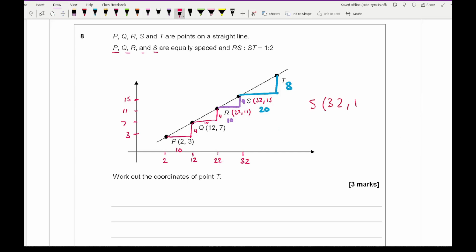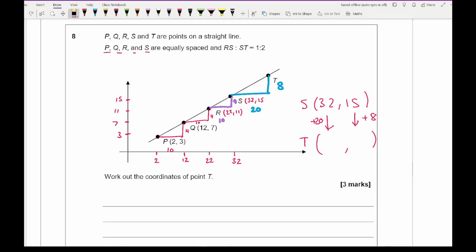So if S has a coordinate of 32 and 15, then T, in terms of the ordinates, well, the x ordinate is going to have a difference of 20, so that's plus 20, and the y ordinate is going to have a height difference of 8. That'll be 52, and 15 plus 8, which is 23.